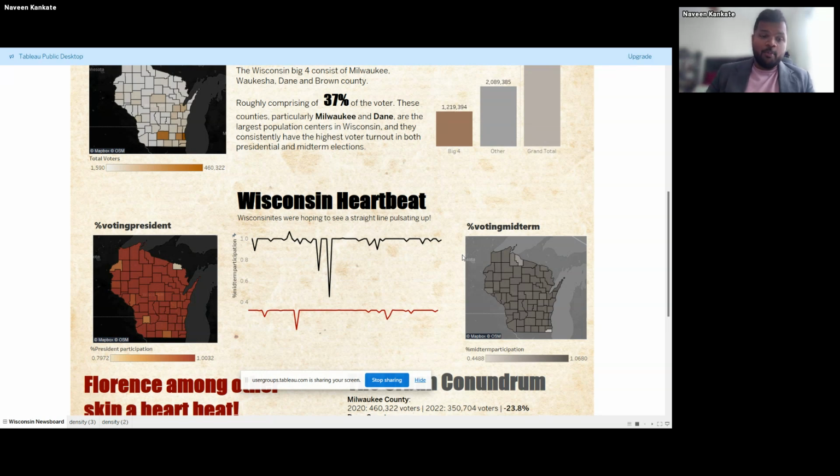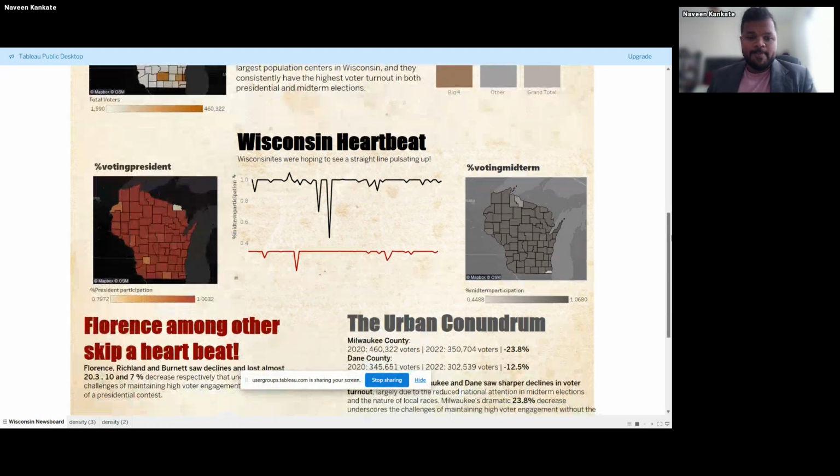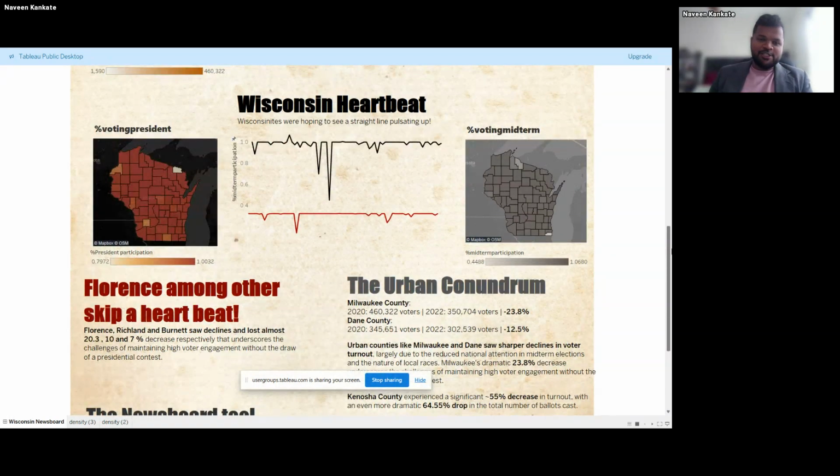We're going to be looking at both the 2020 presidential election on your left and the midterm elections that occurred in 2022. And there were a few big headlines that came from those as well. Let's start with the first one, which is from the 2020 presidential elections. Florence, amongst others, skips a heartbeat.